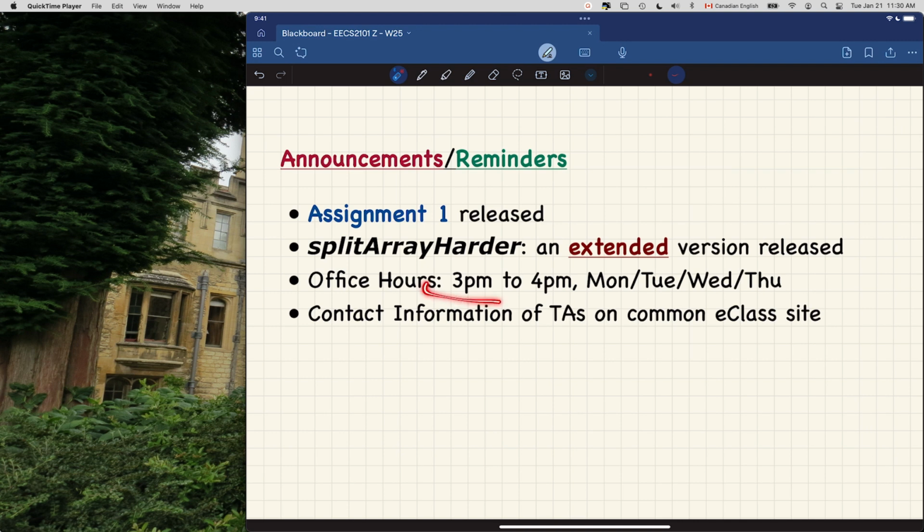And office hour, no change, all right? And the contact information for the TA is ready if you want to reach out for help. For any course material other than the assignment, you may want to reach out to me instead. The TA may not know that much about the policy, etc. All right, if no questions, let's do a quick recap.